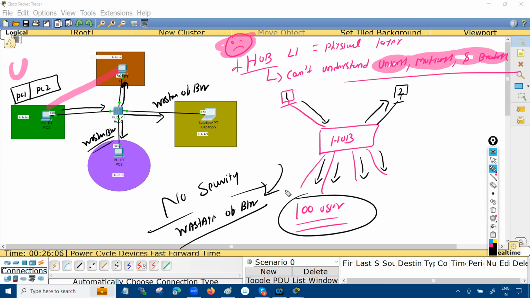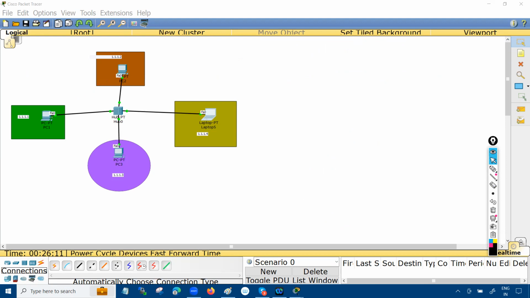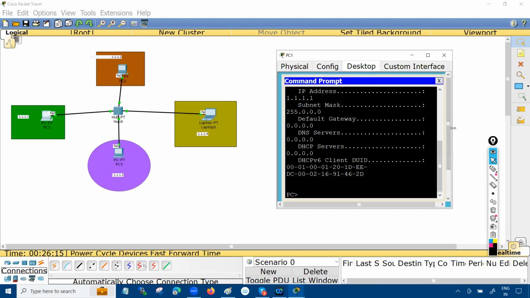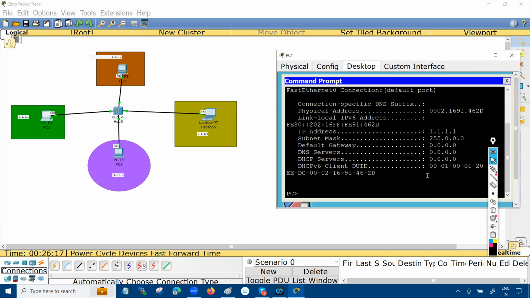And that's why the hub is not recommended for use. Let me show you this first of all. From PC1, before you want to exchange any data in networking, what happens? We need to first verify the connectivity. Normally, let me explain to you.